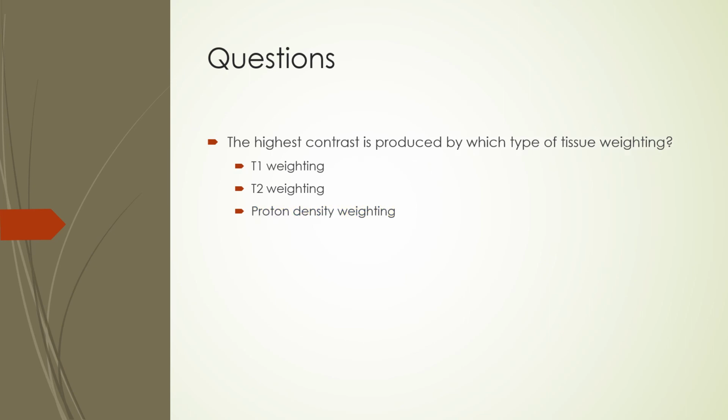Next question: the highest contrast is produced by which type of tissue weighting? Your choices are T1 weighting, T2 weighting, proton density weighting. The correct choice is T2 weighting.